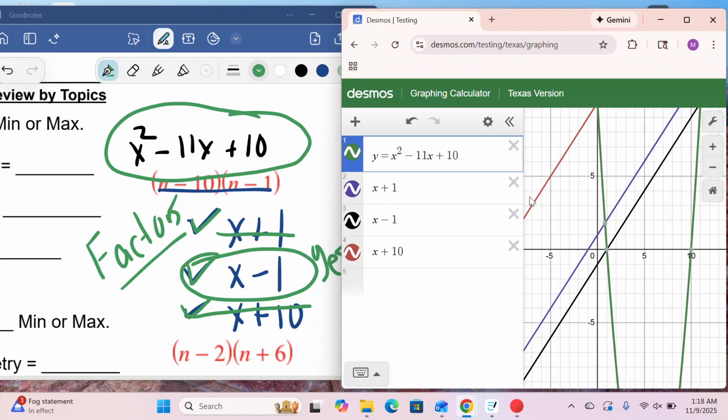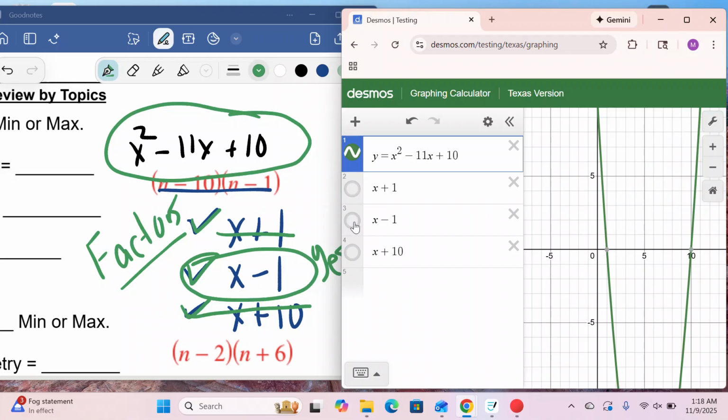I put them all here. So I want to double check that this is my only answer. I can go ahead and take these out. Is that the only one that passes through my x-intercept? It is. But then I want to check that the others are not answers. Do they pass through my x-intercepts? They do not. And once again, I would leave those highlighted.